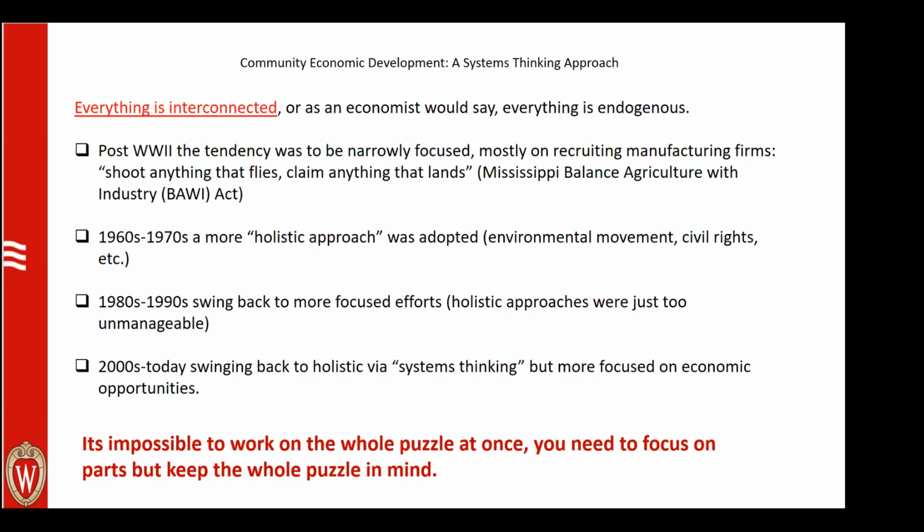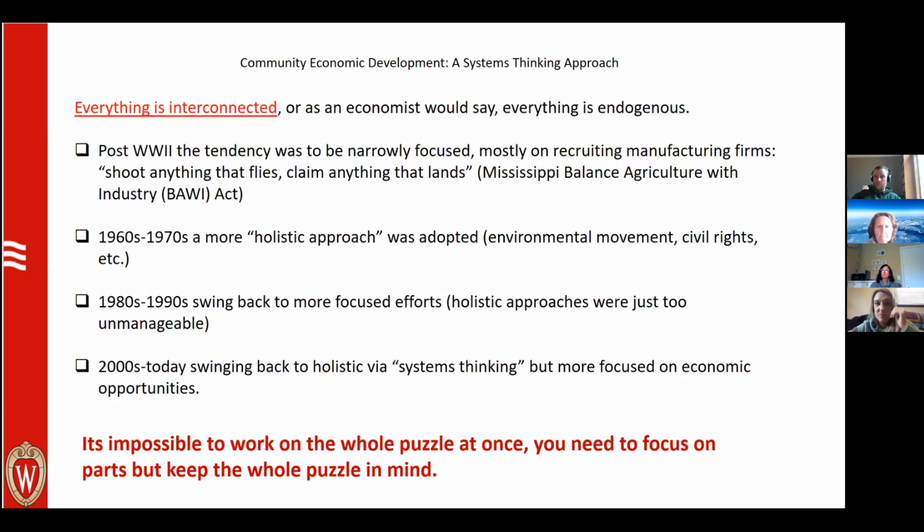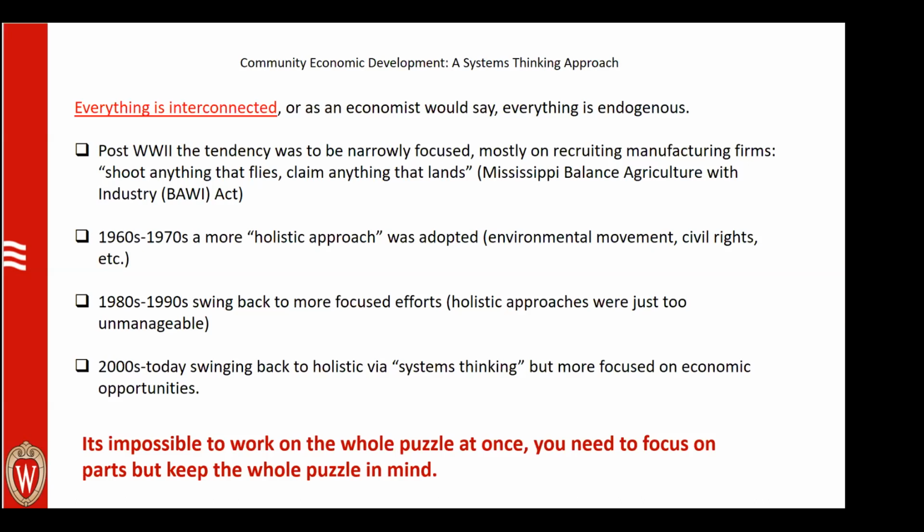In the 1960s and 70s, though, with the rise of the environmental movement, the civil rights movement, and everything, we started to take a more holistic approach. We started thinking about, if we recruit a manufacturing firm, how is that going to affect the environment and things? In the 1980s and 1990s, we swung away from a holistic approach because it was just too unmanageable. There were too many moving parts. It was really hard to get our head around it. So we focused back in on business development and generating employment opportunities.